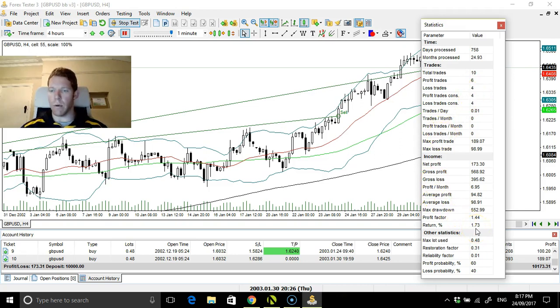Return is 1.73%, and I'd like the profit factor to be closer to 2 as well, so that's not really impressing me that much.